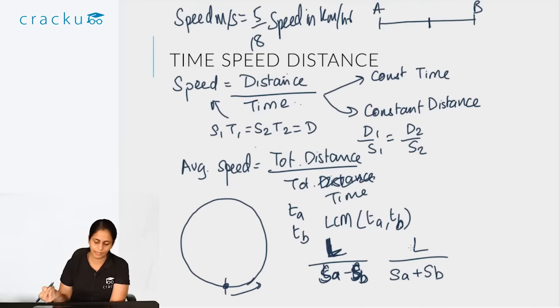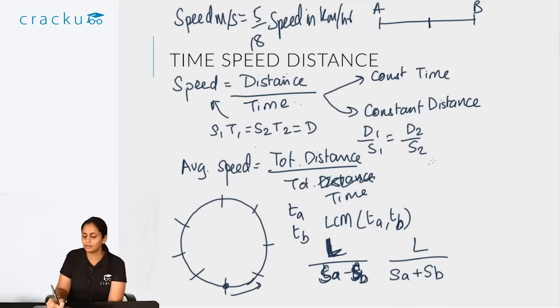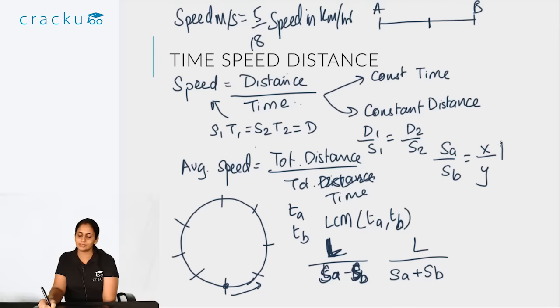Now you have to figure out where they will meet. Essentially, they can meet at n points along the circumference of the circle. If this is SA and SB, it can be represented as a ratio of x to y, which is the ratio in its lowest form.